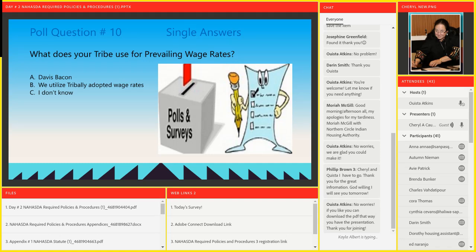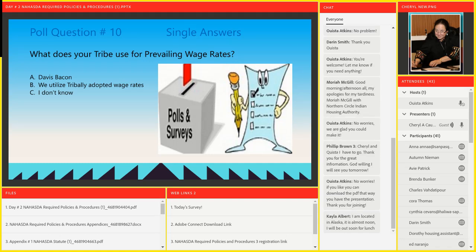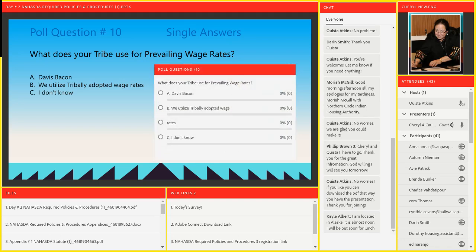What does your tribe use for a prevailing wage rate? We're almost done, guys. I'm so sorry, 10 minutes late. Do you use Davis-Bacon? Do you utilize a tribally adopted wage rate? You're supposed to use one or the other, or you don't know.